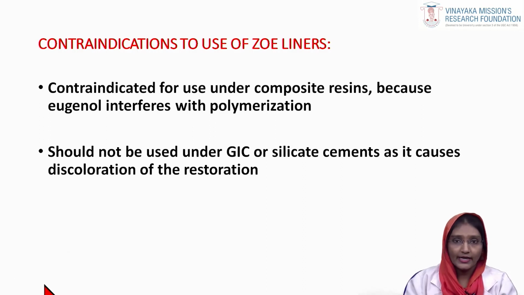It is contraindicated under composite restorations because the eugenol present in the zinc oxide eugenol prevents the polymerization of the resin. Next, it should not be used under a GIC restoration also because it may cause discoloration of the restoration. Moreover, GIC bonds chemically to the tooth structure. If we place the liner, the chemical bonding will not occur.